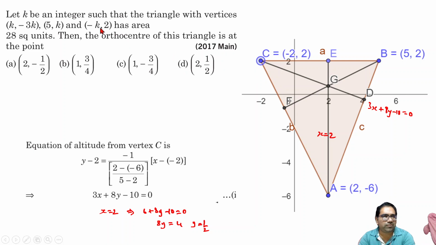What we have done: first we calculated the area of this triangle, because we are given three points with k, and we found out k. Once we found k, we found all three vertices, and we realized one of the altitudes is actually parallel to the y-axis. We created another altitude and solved both the altitudes to get our orthocenter. Like this. Thank you.